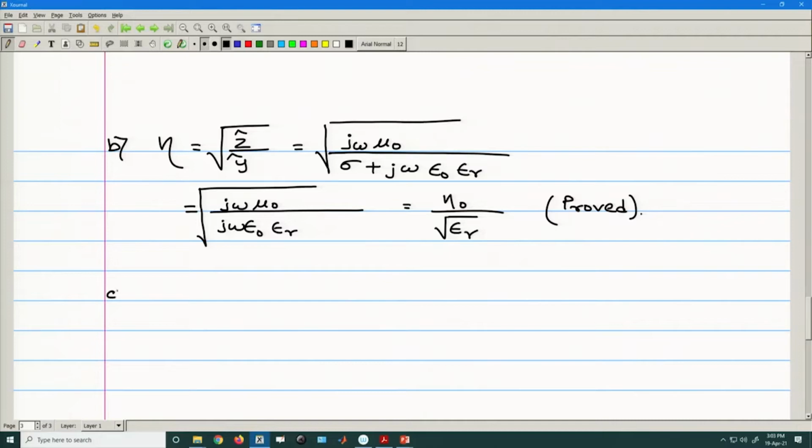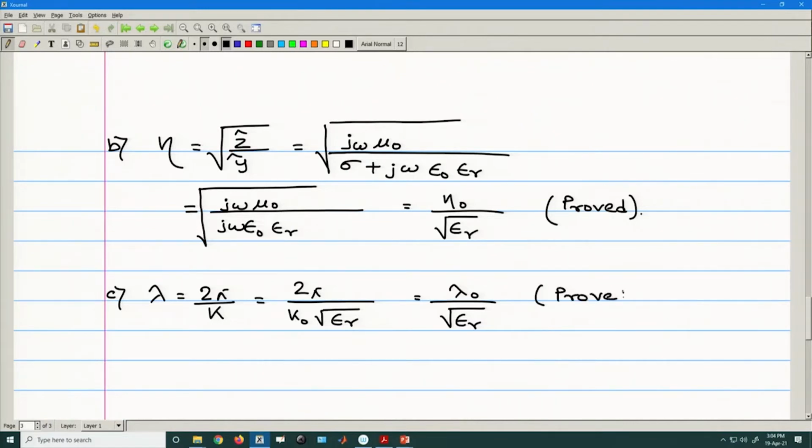Okay. For the next part, we know lambda is 2 pi upon k. So, substituting for k from the first part, where we got k equals k naught root epsilon r, we get 2 pi by k naught under root of epsilon r. So k naught again can be written as 2 pi upon lambda naught. So this will cancel out and we are left with lambda naught upon root of epsilon r. So again this is proved.